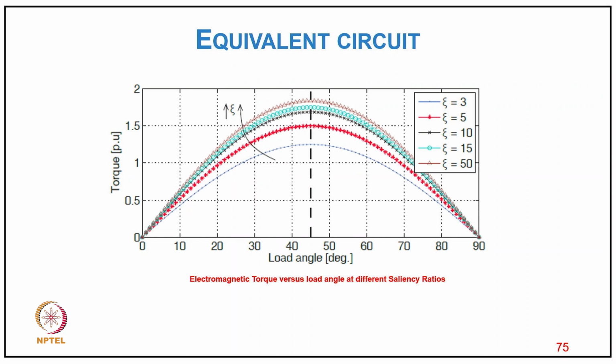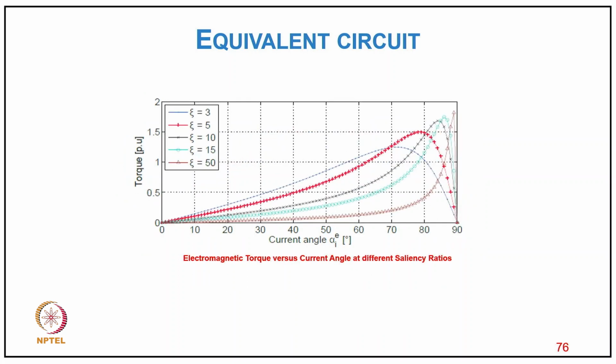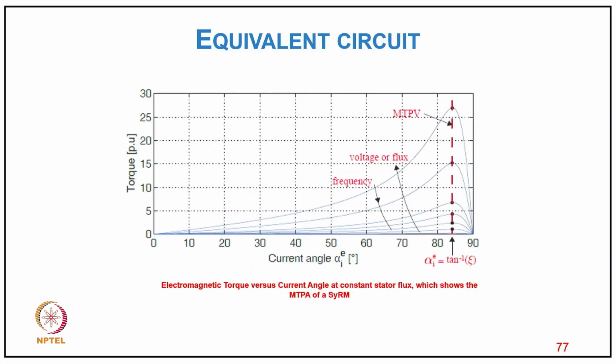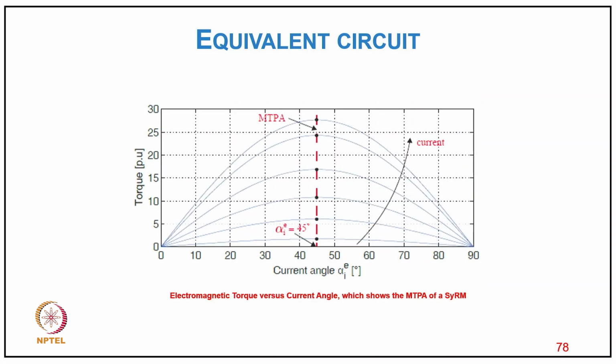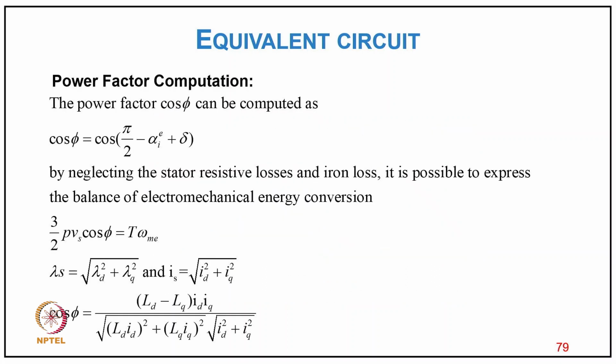You can see for the different saliency ratios how the torque typically varies, with the maximum torque at 45-degree angle in per unit. And this is the current angle versus the torque with the different angles. So you can see at around 90-degree angle, you will find the maximum torque. And similarly for torque versus current angle for typical constant hysteretic flux. And this is typically the current angle versus torque, which is called MTPA.